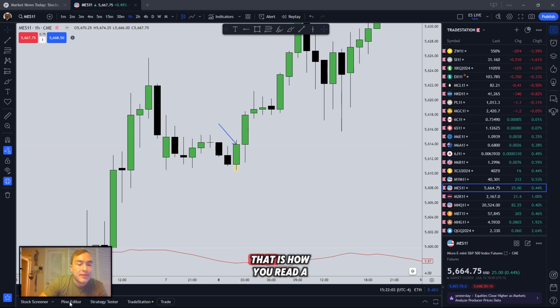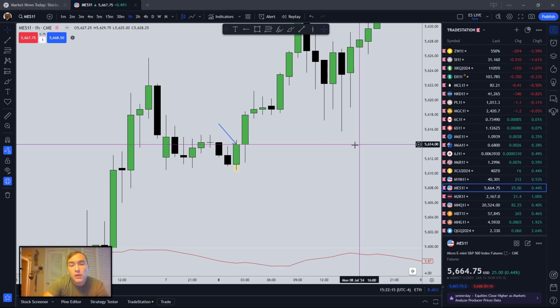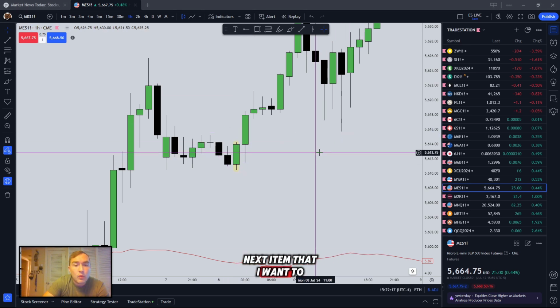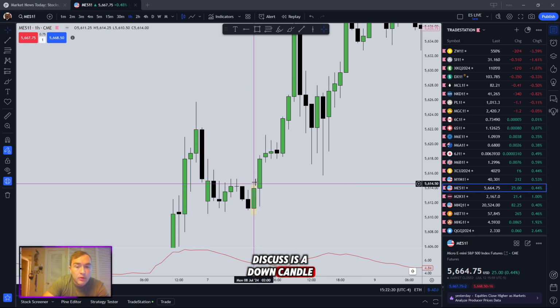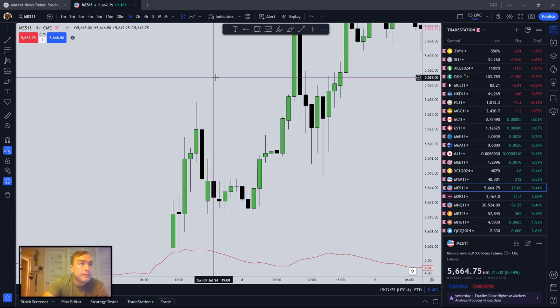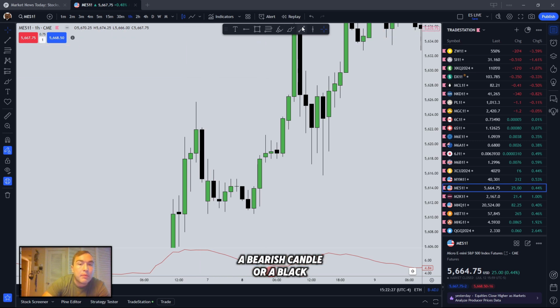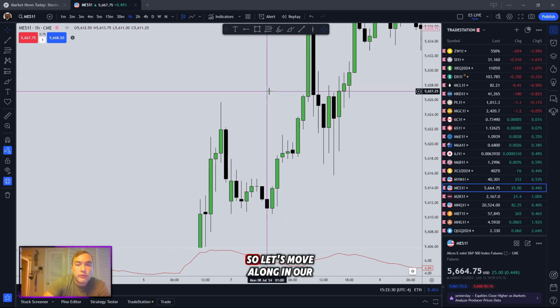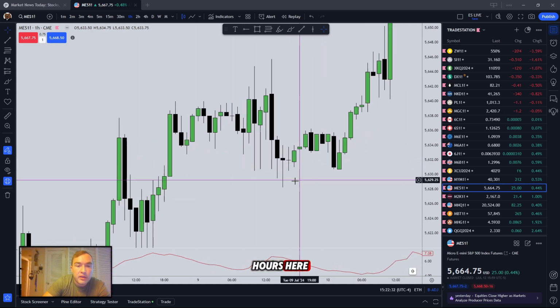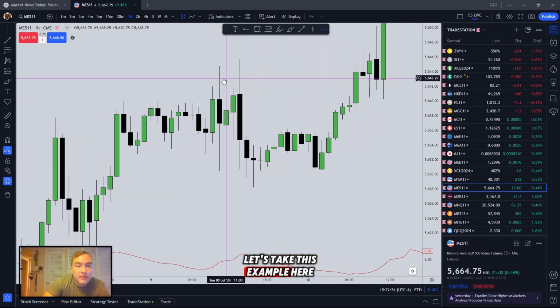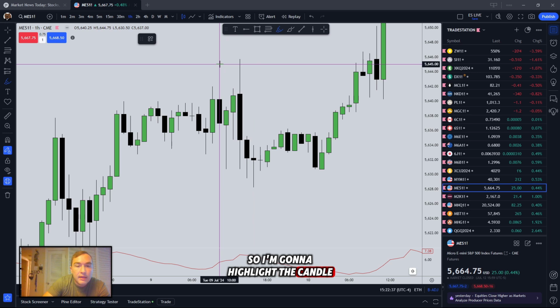So guys, that is how you read a green or an up candle. Again, on any charting platform, you can set your candles to look however you want them to look. Okay, guys, next item that I want to discuss is a down candle. You might hear it referred to as a down candle, a bearish candle, or a black candle. Okay, so let's move along in our hours here, and let's take this example here. I'm going to highlight the candle that we're going to look at.